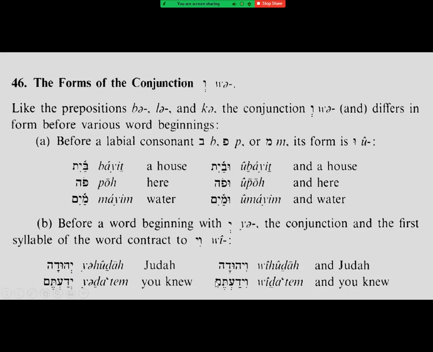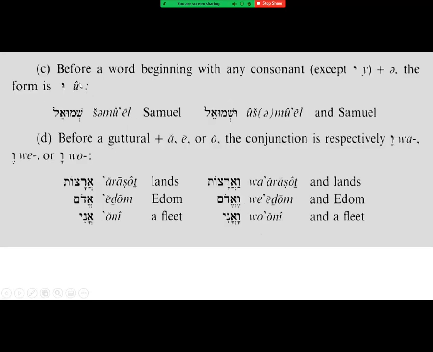So that's where they go on those. Anyway, so if it has a B, P, or M, it goes to U. If it has a ya, it goes to v. And then in the third case, before a word begins with any consonant except for the yod, and if it has a schwa, the form is a u also, like Shmuel, Samuel. Since it starts with a shva, it's Ushmuel instead of Vishmuel.